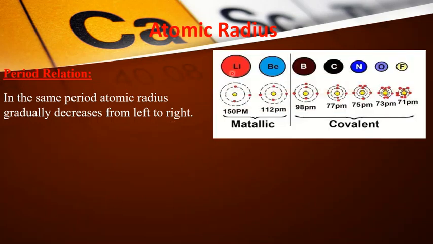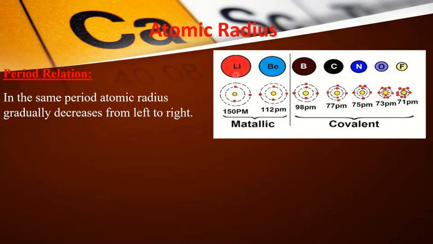Look here. For period 2, there are lithium, beryllium, boron, carbon, nitrogen, oxygen, fluorine. Here atomic radius gradually decreases from left to right. From lithium to fluorine, all of them have 2 shells. But why is the atomic radius decreased from lithium to fluorine?